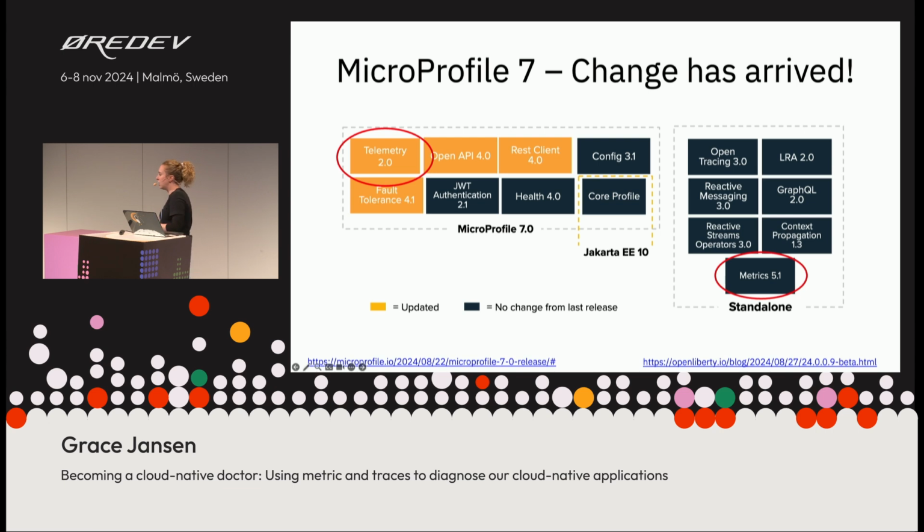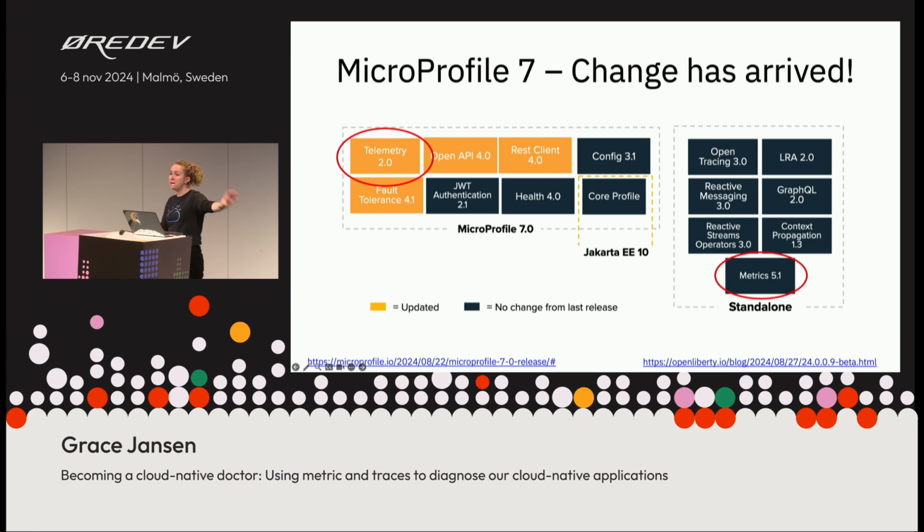MicroProfile 7 came out, and that introduced Telemetry 2.0. So Telemetry 2.0 allows us to also adopt OpenTelemetry's metrics and logs, as well as the tracing. Previously, we were just stuck with the tracing, and now we can implement all 3 of those key pillars of observability in Java applications. So that's super exciting.